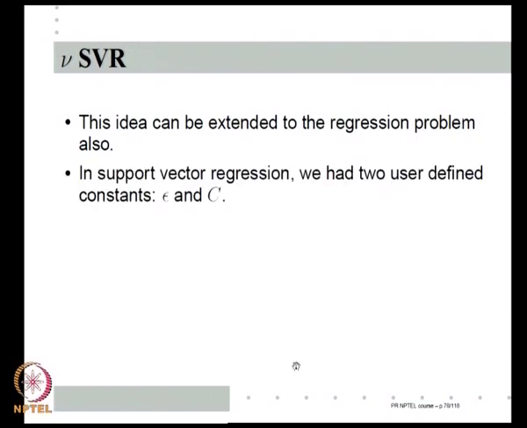In the regression problem, what are the user defined constants? One is epsilon. If you recall your support vector regression algorithm, we are using the so called epsilon insensitive loss function. So, in that sense, epsilon tells me the allowable error range. If the difference between the actual value and my prediction is less than epsilon, I suffer no loss, unlike in the least squares case.